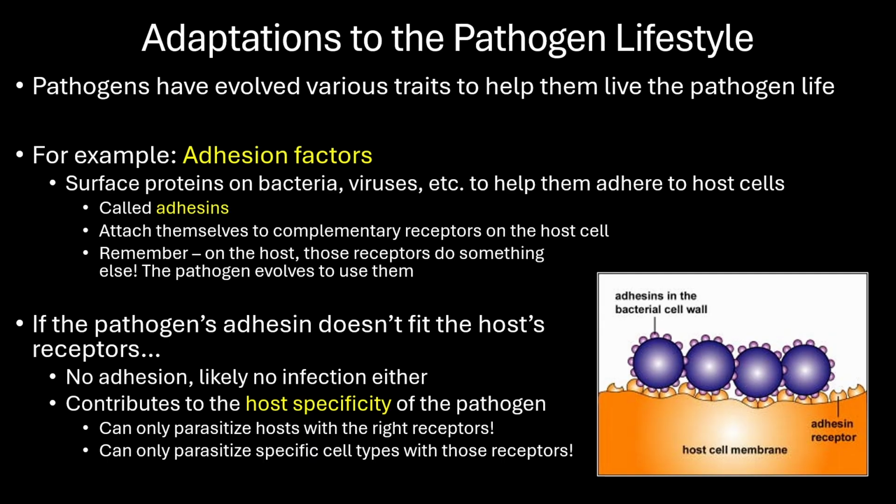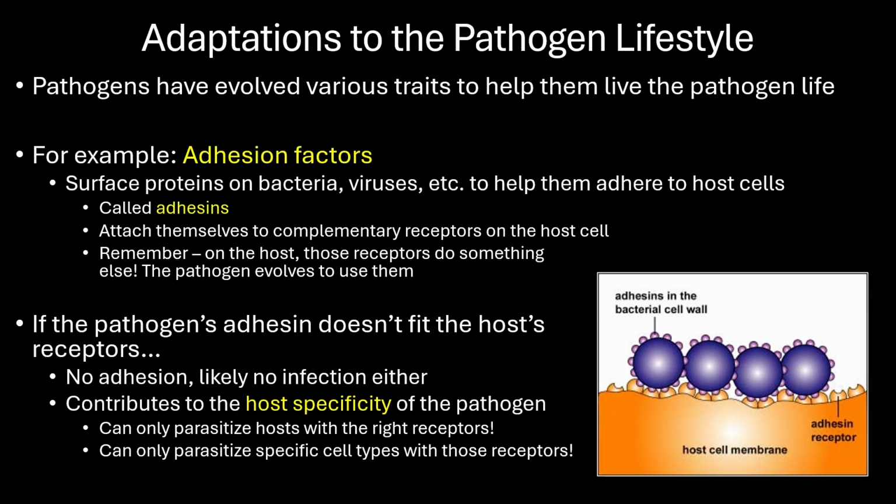If the pathogen's adhesin doesn't fit that host's receptors, there is no adhesion. There's no attachment, and likely that means the pathogen can't initiate infection. This is a factor that contributes to the specificity of a pathogen to a specific host. These bacteria and viruses steadily evolve to become better and more specific in their infection. They get more effective at parasitizing specific hosts as they get more specific about what they can attach to. In these situations, these adhesins will only bind to specific receptors, and so the bacteria that have them can only infect certain hosts.